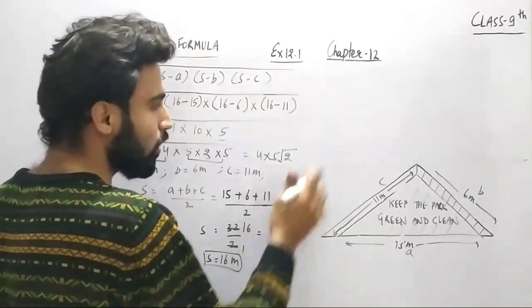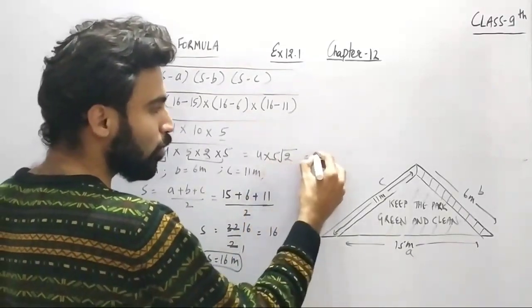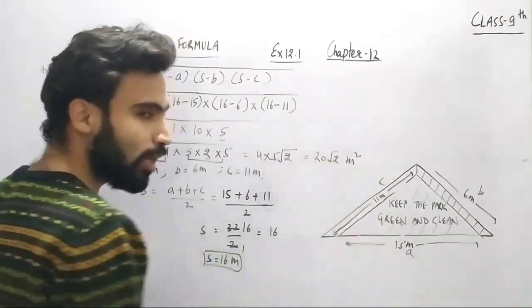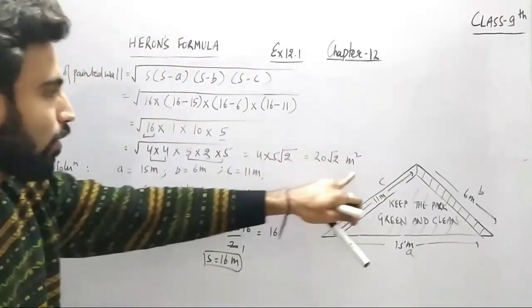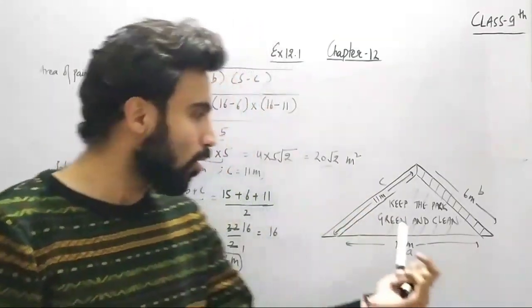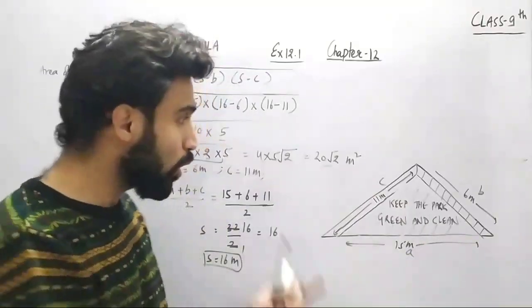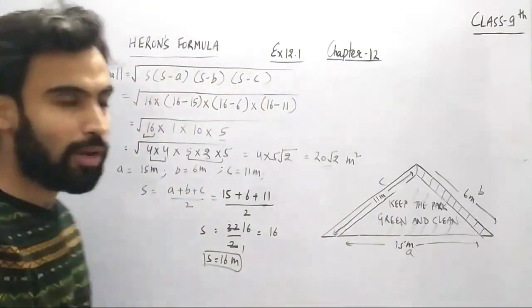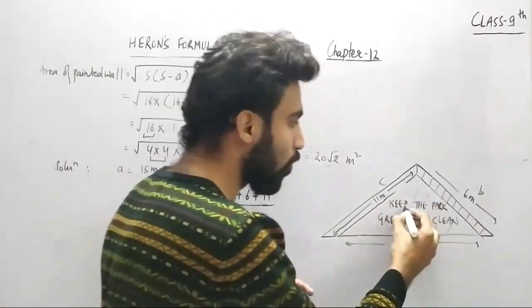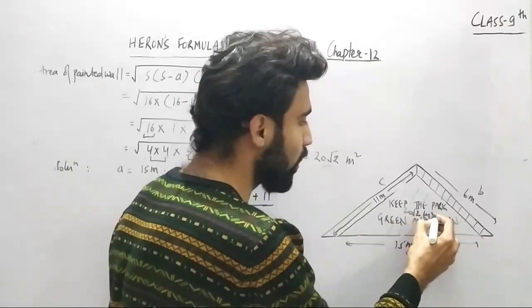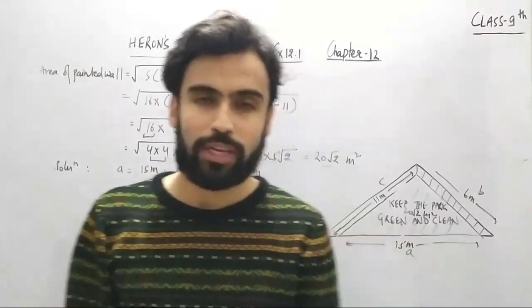Now further, if you just see here, 4 into 5, that will be 20 and this root 2 as it is. So that is in meter square. Area is always in meter square, right? So you can see this is 20 root 2 meter square, the area of the painted wall here, right? So you can see here, by simply applying the Heron's formula, we have reached to the area of this triangular wall, that is 20 root 2 meters square. And this is what we have to calculate here.